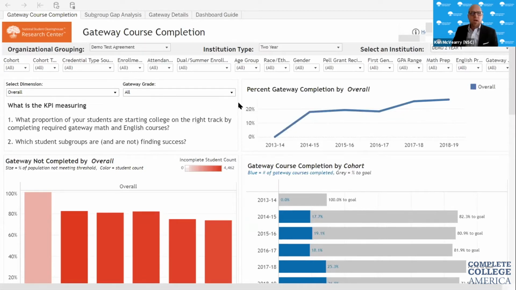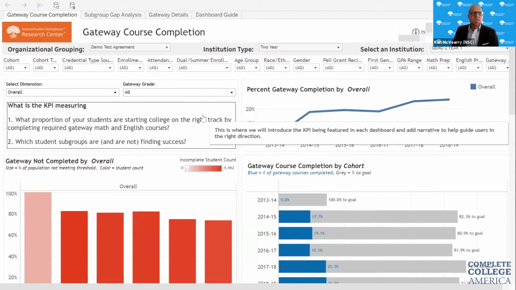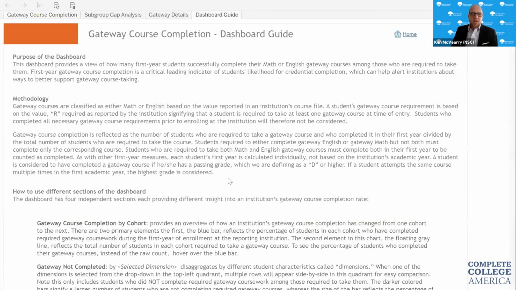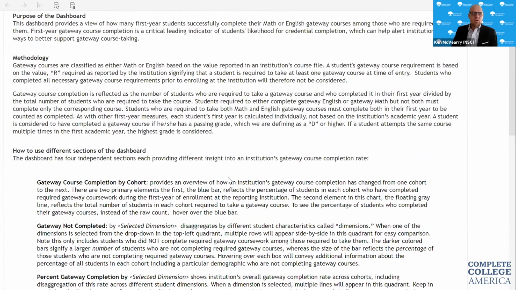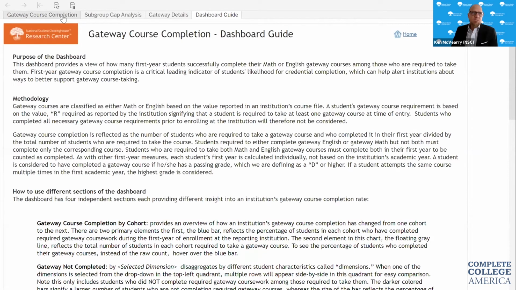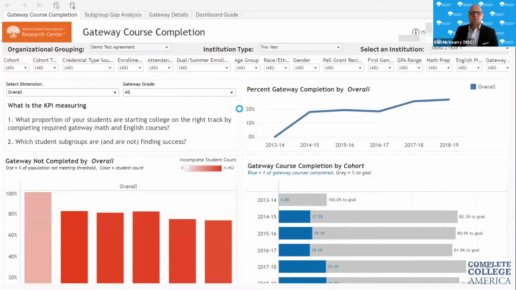They're all built the same way. They're all built in this 4-quadrant build. They're meant to be read left to right, top to bottom. One of the great things about this is that even if you don't know why Gateway Course Completion is important, there are these prompt questions that can help start guiding your inquiries. And if you need additional help beyond that, there's several tabs across the top. One of them is a dashboard guide that you can click over to, and it provides you a much more in-depth orientation to each dashboard that you can open up. And that's a really great resource to be able to lean on while you're learning to sort of navigate the dashboards.